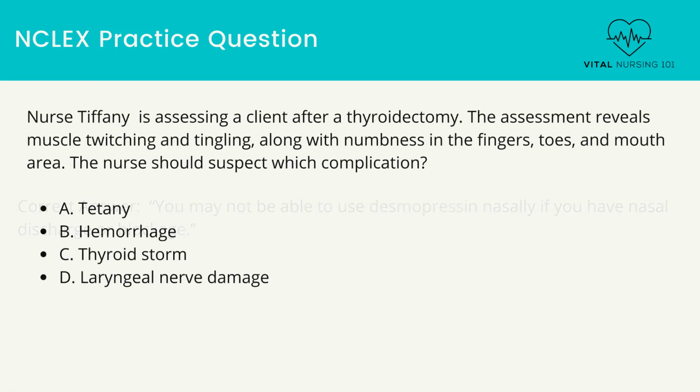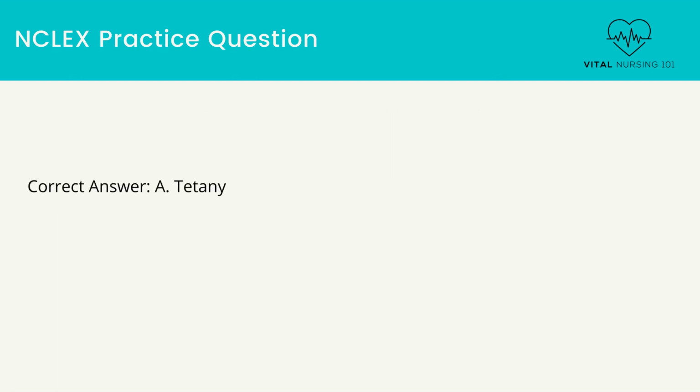The nurse is assessing a client after a thyroidectomy. The assessment reveals muscle twitching and tingling, along with numbness in the fingers, toes, and mouth area. The nurse should suspect which complication? A. Tetany. B. Hemorrhage. C. Thyroid storm. D. Laryngeal nerve damage. The correct answer is tetany.